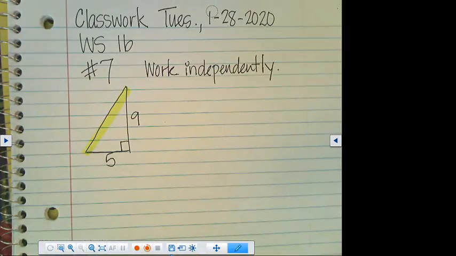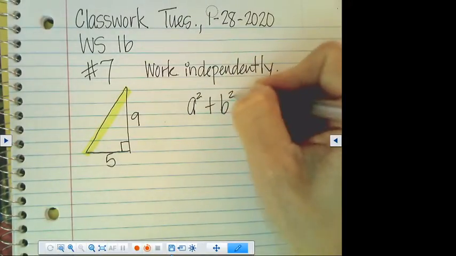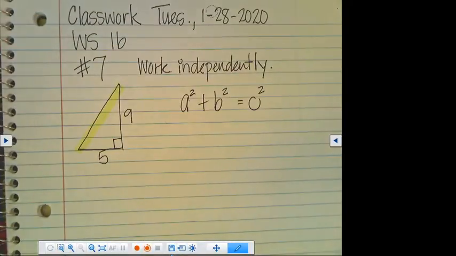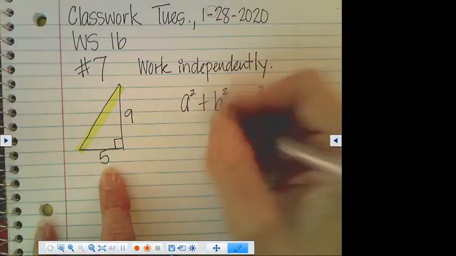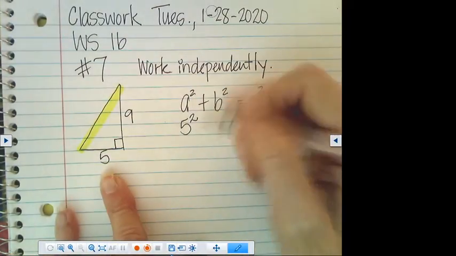Square root of 9 squared plus 5 squared. And then what? Yes, please take the square root. And it doesn't matter what A or what B is. Some teachers tell you to put the smaller number in A.